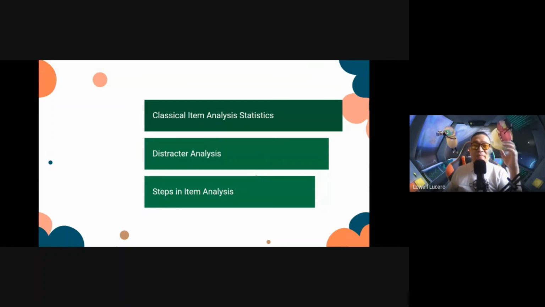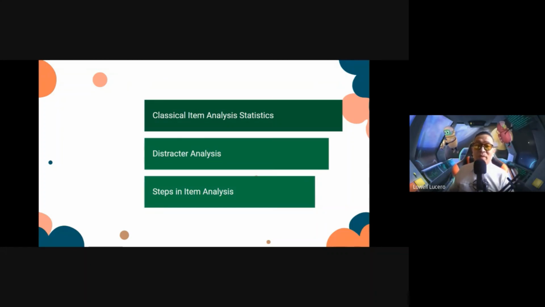This is where, in index of difficulty, you're trying to look into, or this can be inferred from, the number of students who answer the item correctly. So you always focus on the number of students who answer the item correctly. The idea there is looking at the correct responses of the students.